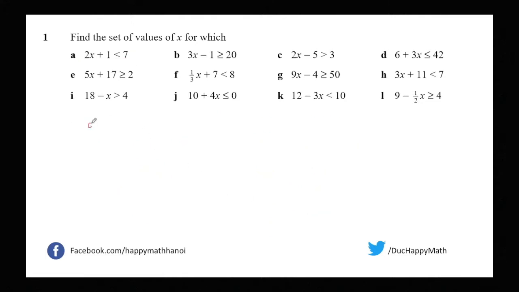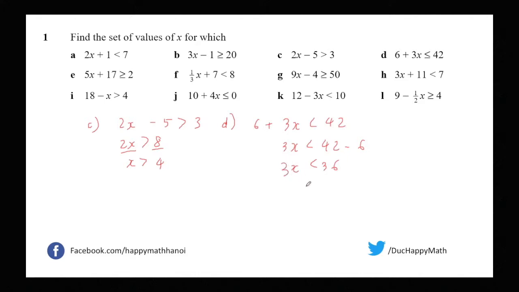Question C. In the same way, you get 2x greater than 8, and of course x has to be greater than 4. Divide both sides of this inequality by 2. Question D: 6 plus 3x less than 42. 3x will be less than 42 minus 6, which is 36, and x will be less than 12. Okay.